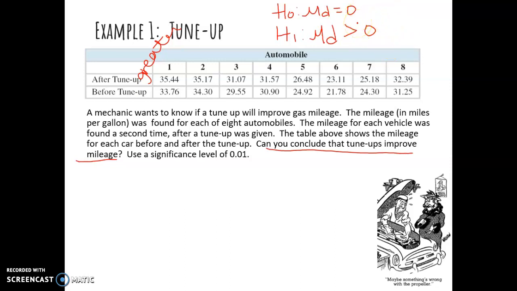So it really all depends on the setup and which one you're going to subtract, L1 minus L2 or L2 minus L1, so just be careful there. But I'm going to leave this one as L1 and this one as L2, so that for L3 I'm going to do L1 minus L2, after minus before, and I should get a number greater than 0 if this claim is true.